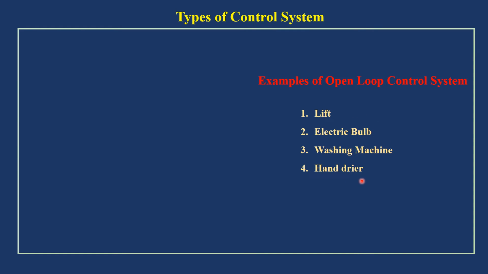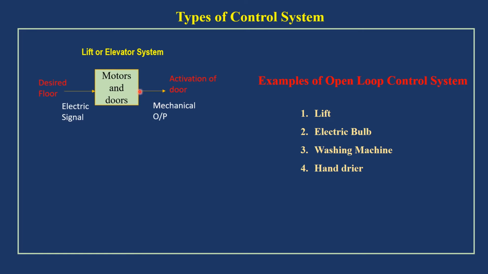And about the hand dryer, when we keep our hands in front of the dryer, it will dry our hands. But it does not check whether our hands are dried or not. This is about the hand dryer. And here I am explaining about the lift system and washing machine system. See, the lift or elevator system. This is a block diagram representation of lift or elevator system. Motors and doors are the system elements.